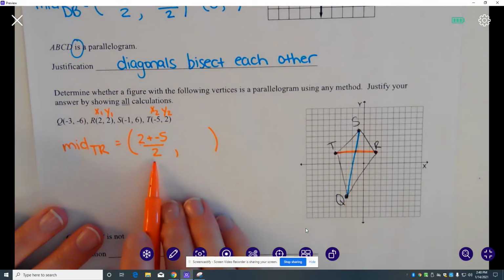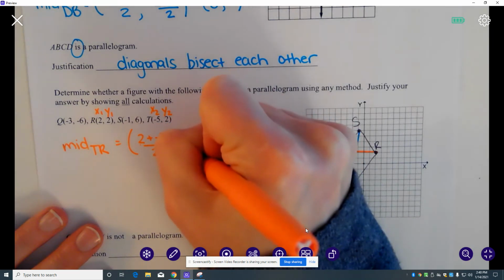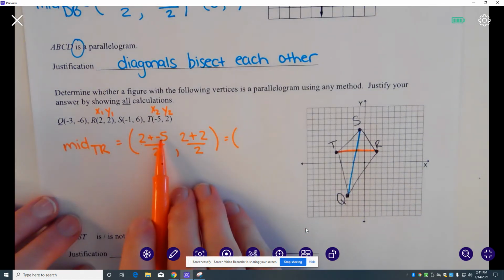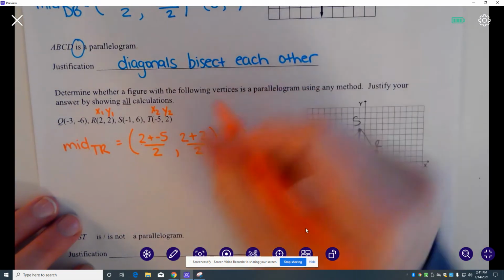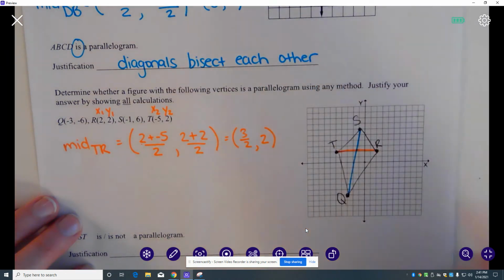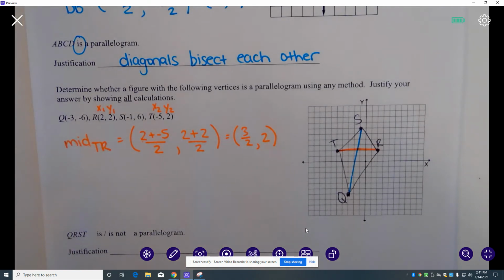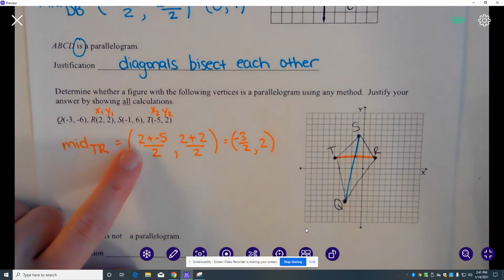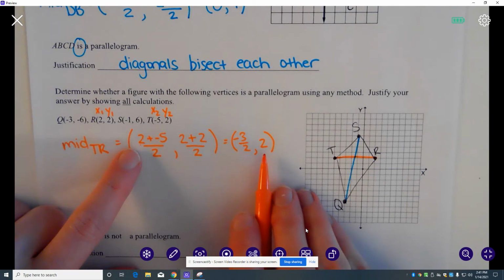x1 plus x2 divided by 2. y1 plus y2 divided by 2. 2 plus negative 5 is 3, and I'll keep it as 3 halves as a fraction. 2 plus 2 is 4. 4 divided by 2 is 2. So the point 3 halves, 2 is the midpoint. Oops, I'm sorry, I made a little mistake here. 2 plus negative 5 is negative 3. I apologize. So the midpoint of diagonal TR is negative 3 halves, positive 2.